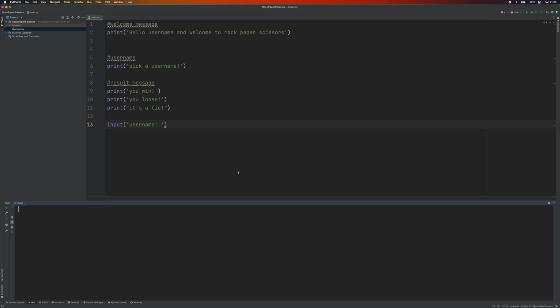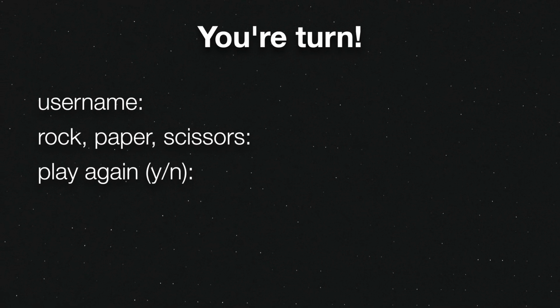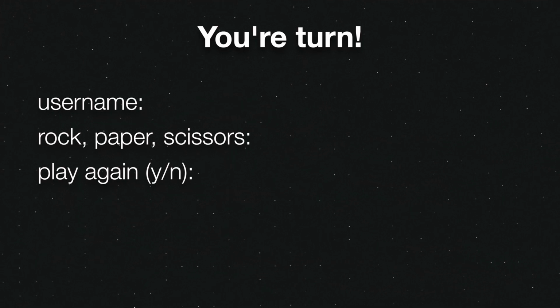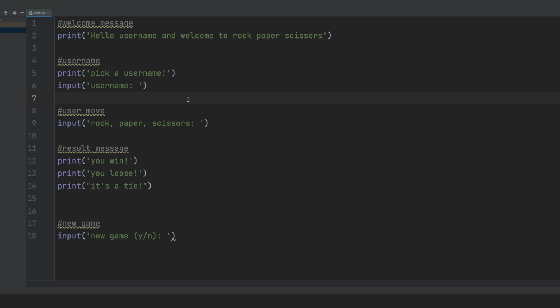Now, I want you to add the following input functions in places where they make the most sense in combination with the right comments. Now, as you can see, I moved the input for username below the print username function. I added a input rock, paper, scissors for the user input. And I added a input new game for if you want to play again.